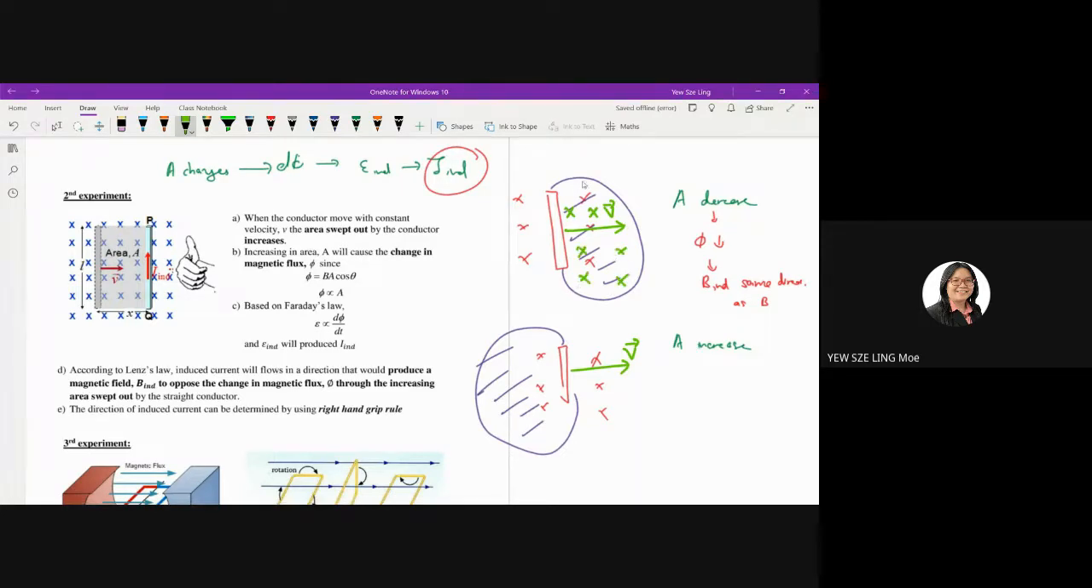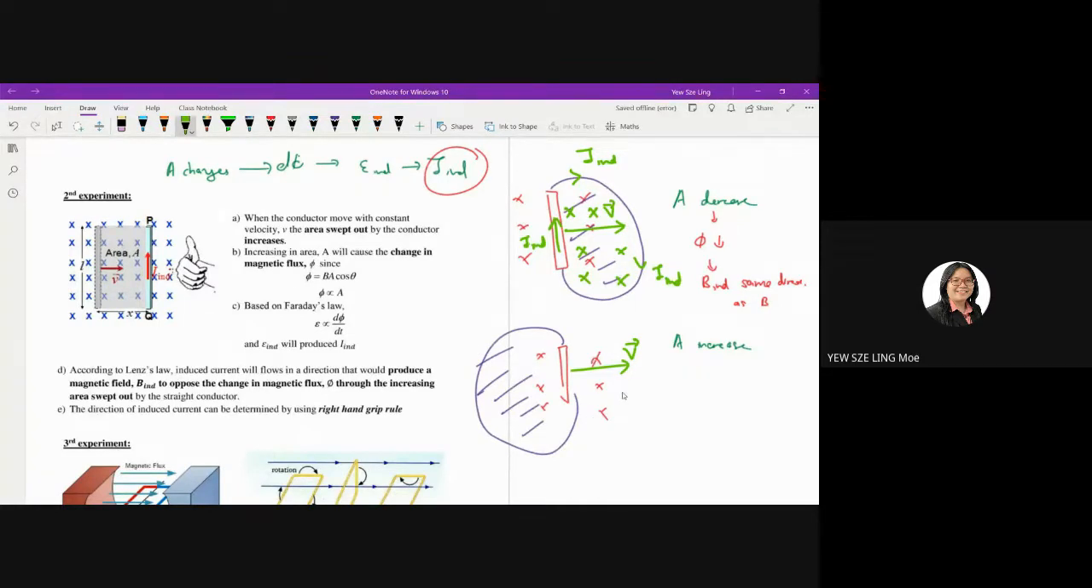So by using your right hand grip rule, you hold this loop, you will see that I induced is being generated in the clockwise direction. Okay, in the clockwise direction. So this is your I induced, and this is your I induced. Same as the diagram given right here.